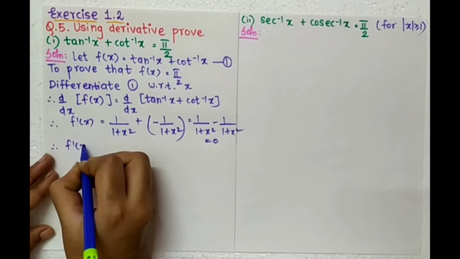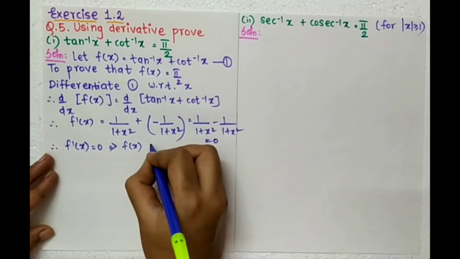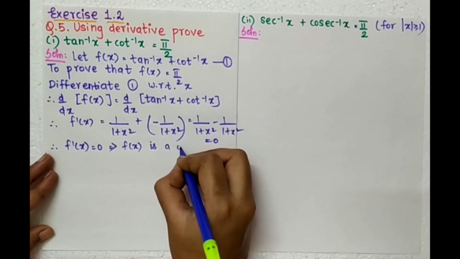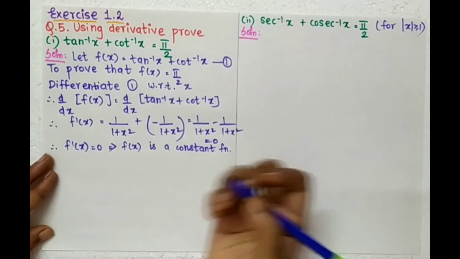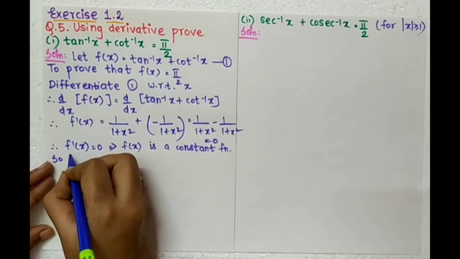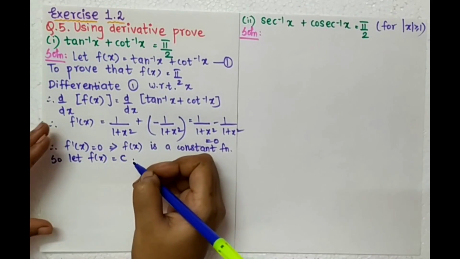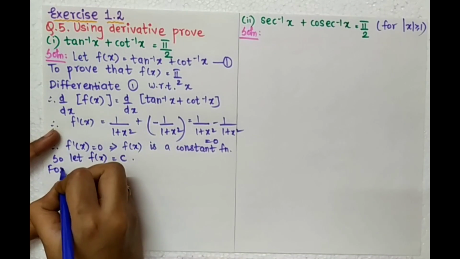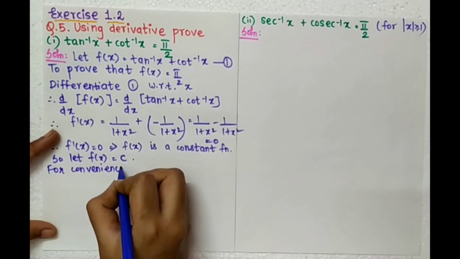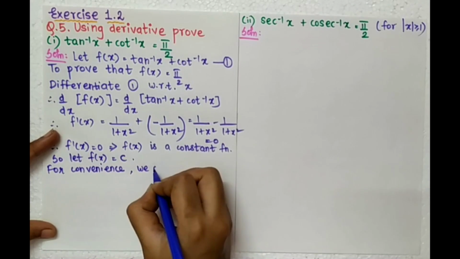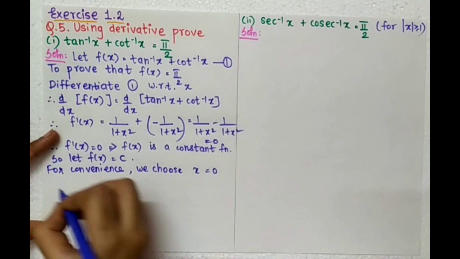Therefore, f dash of x equal to 0. What does this imply? f of x is a constant function. So we let f of x equal to c. Now here also, for convenience, we choose x equal to 0.